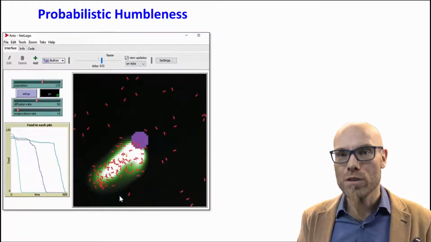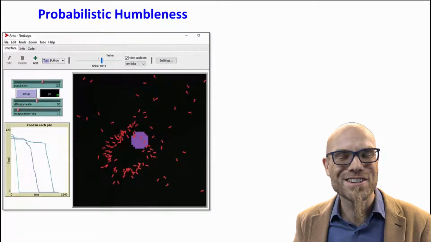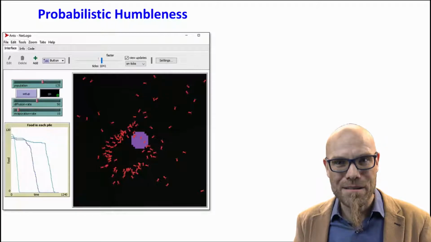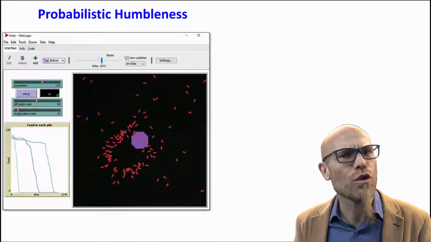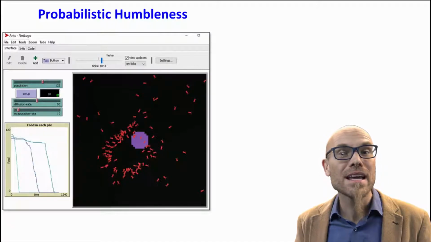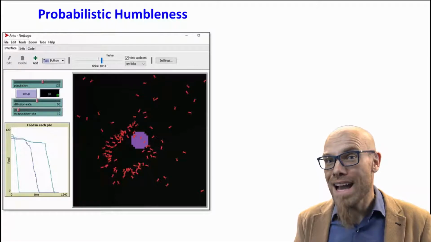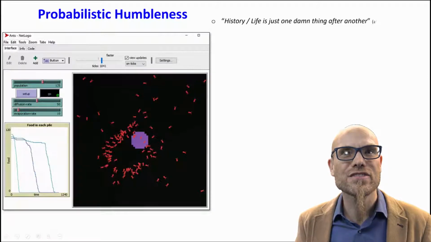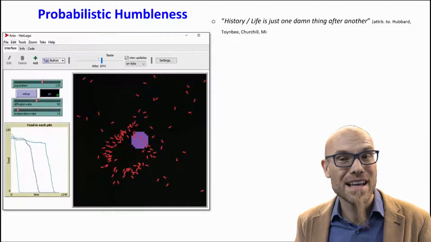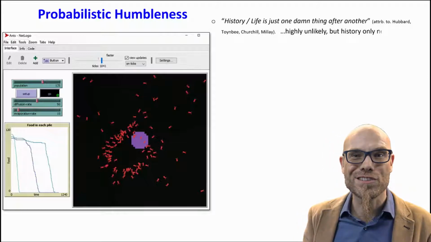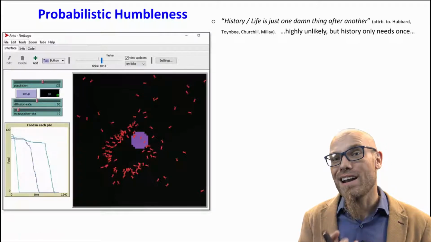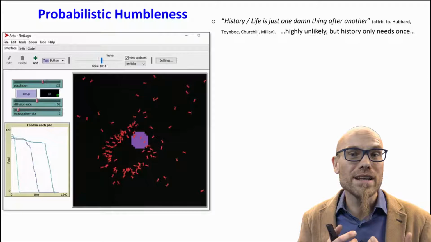Now, I also wanted to show you a version, honestly, where the third one got depleted first. I ran it several times, but eventually I had to move on. It will happen as well, but it is true, it's very unlikely. Now, fact of the matter is, to say it in some prosaic words, that history, life, is just one damn thing after another. This famous quote is attributed to many people, among others, to Churchill and so forth. And that's what it is. So it might be that something is very unlikely, but history only needs once.